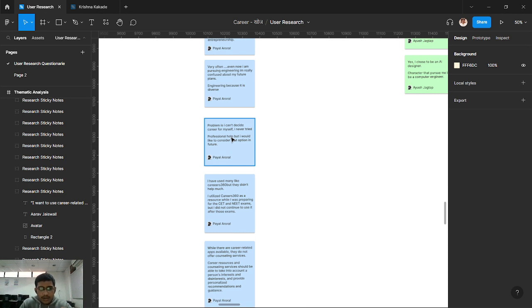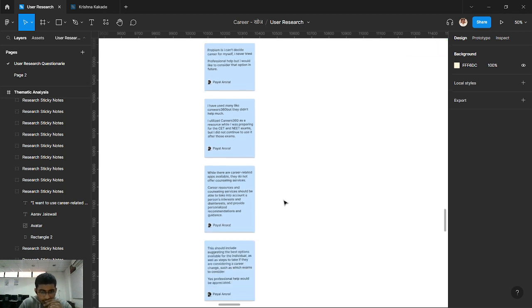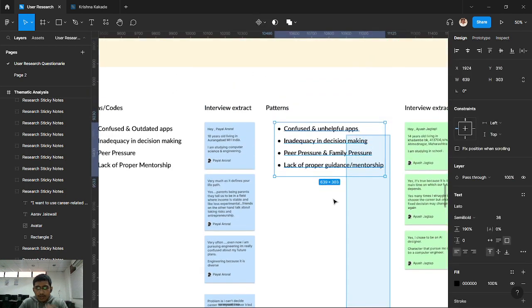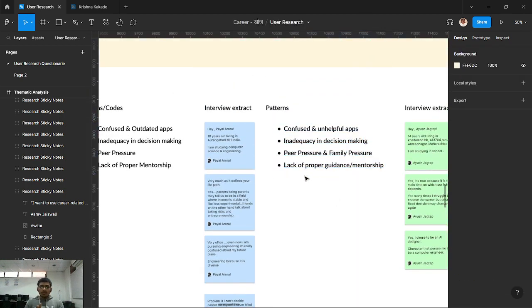The problem is, I can't decide a career for myself and I never tried professional help, but I would like to consider that option in future. While there are career-related apps available, they don't offer counseling services. Resources and counseling services should take into account a person's interests and disinterests and provide personalized recommendations and guidance. So that's what she wanted, and on the basis of that we are able to generate a pattern from that interview extract: lack of proper guidance and mentorship.